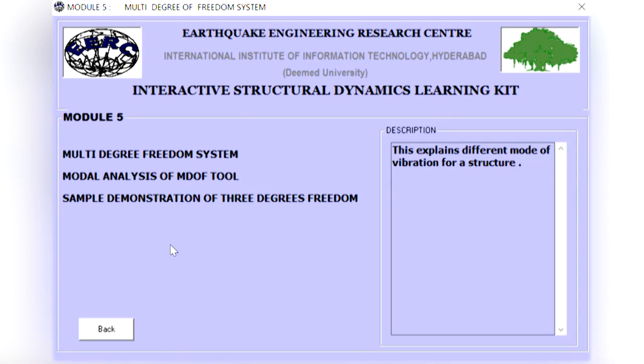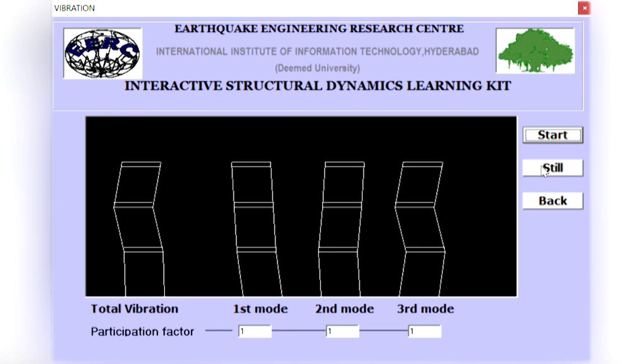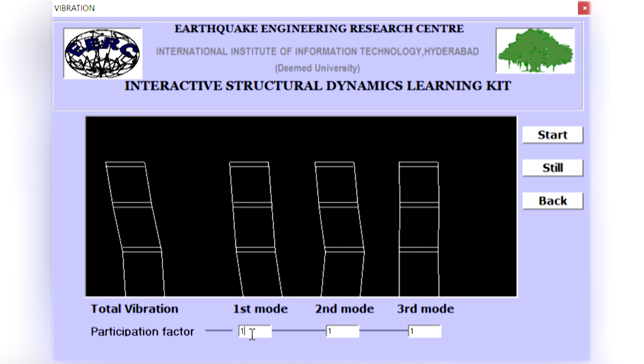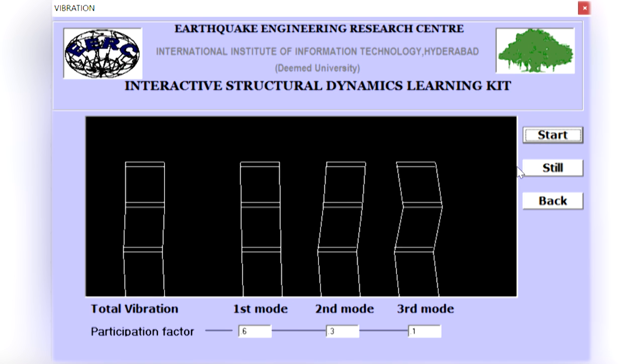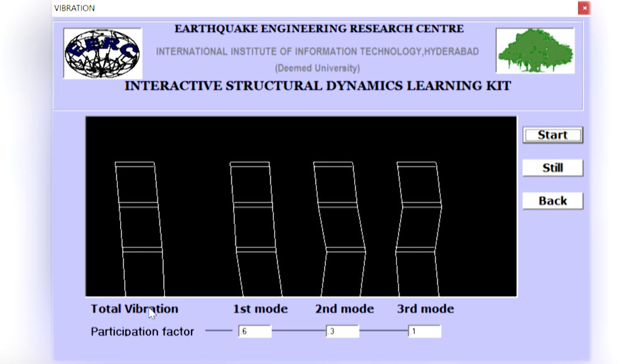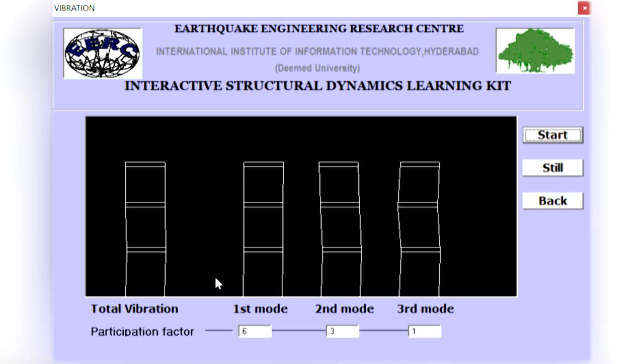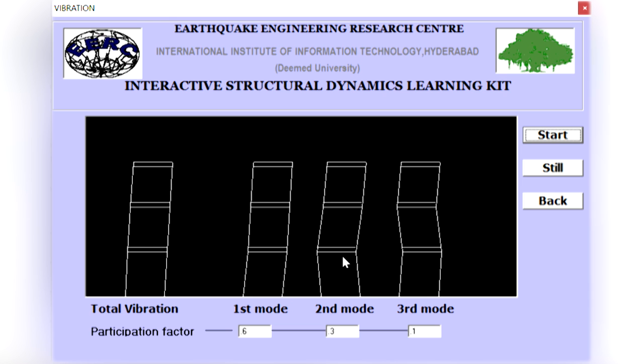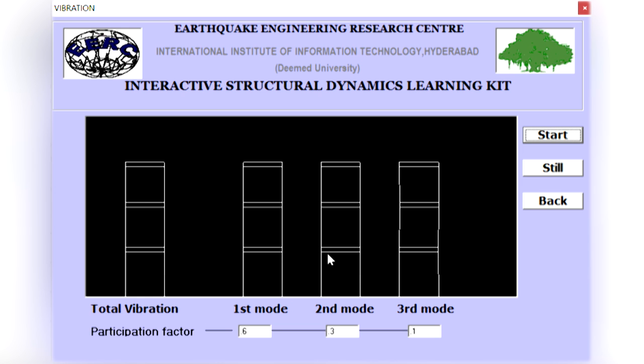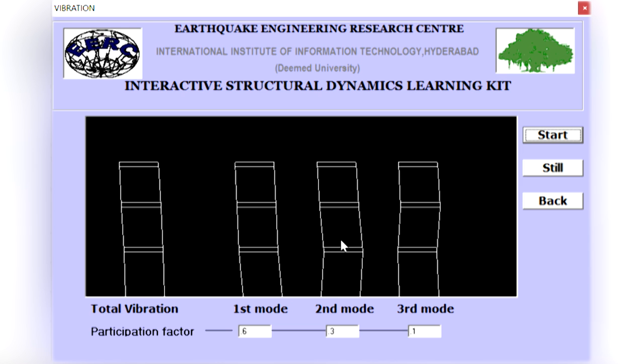Now if we look at the animation here, say first mode participation is 60%, second mode participation is 30% and third mode participation is 10%. If I start the total response, you can clearly see that the total vibration is nearer to the first mode, and less so these two other things are also adding. You can see this slight shade of the second mode and third mode.